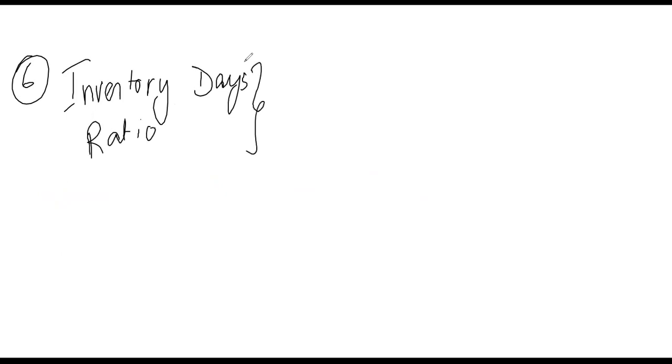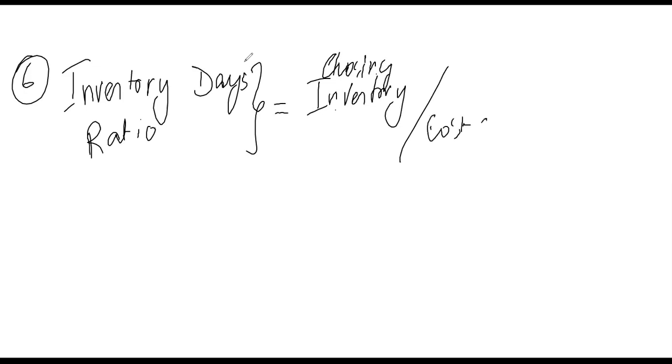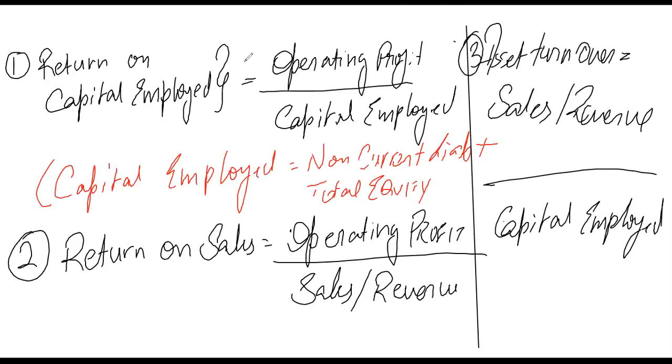Sir, how do we calculate inventory days ratio? It is by dividing the inventory, that is the closing inventory, by cost of sales and multiplying it by 365. Multiplying it by 365. So let us draft an example.